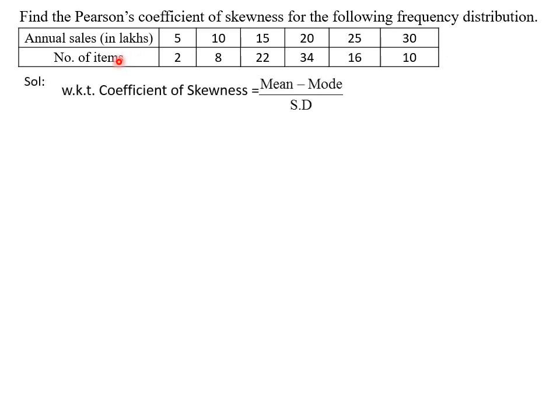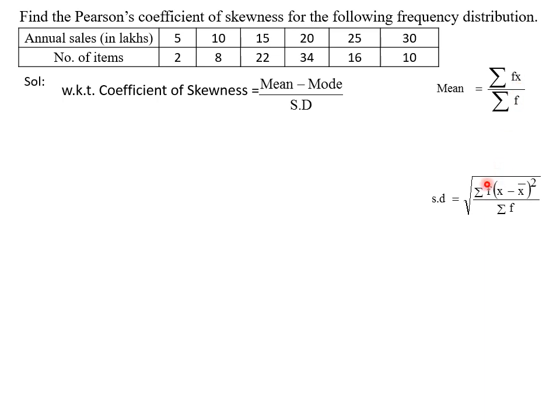Next, first we write the formula. We know that coefficient of skewness is equal to mean minus mode divided by standard deviation. So for the discrete case, the mean is obtained with the help of summation fx divided by sum f. For standard deviation, square root of summation f into x minus x bar whole square divided by sum f. So here we have to find the value for f into x, then x minus x bar, then find the square, then that will be multiplied with f.